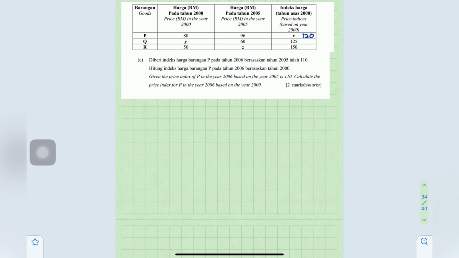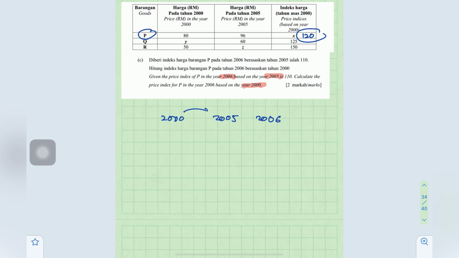Okay, C, given the price index of P in the year 2006 based on the year 2005 is 110. Calculate the price index of P in the year 2006 based on the year 2000. Okay, sekarang kita dapati dia ada hubungan 3 tahun, so 2006, 2005 and 2000. Okay, so kita lukislah, kita label dulu 2000, 2005 and 2006. Okay, untuk P sahaja.